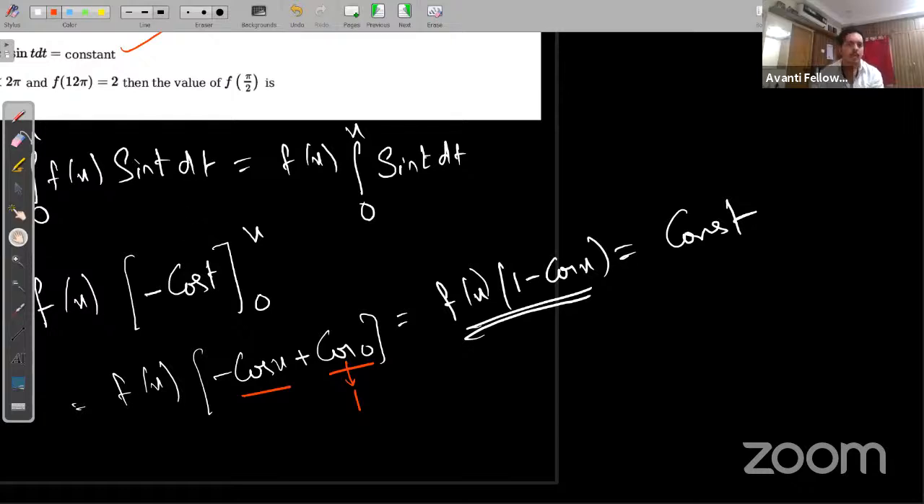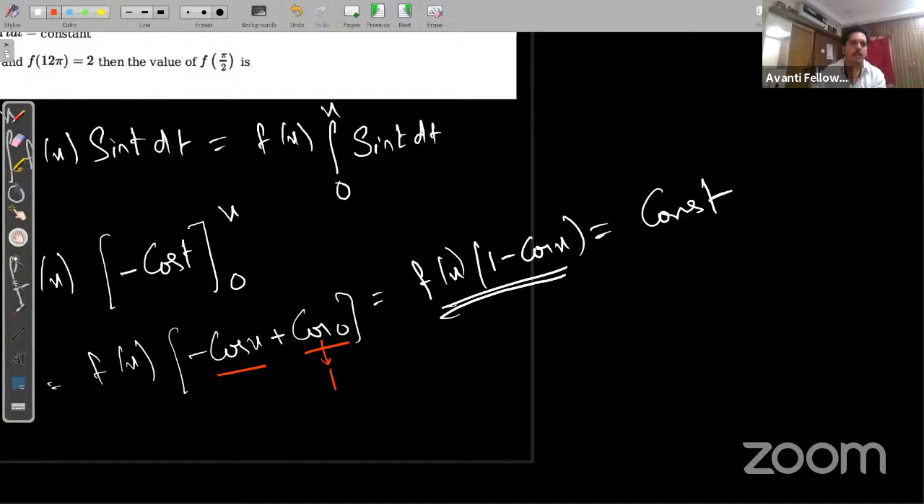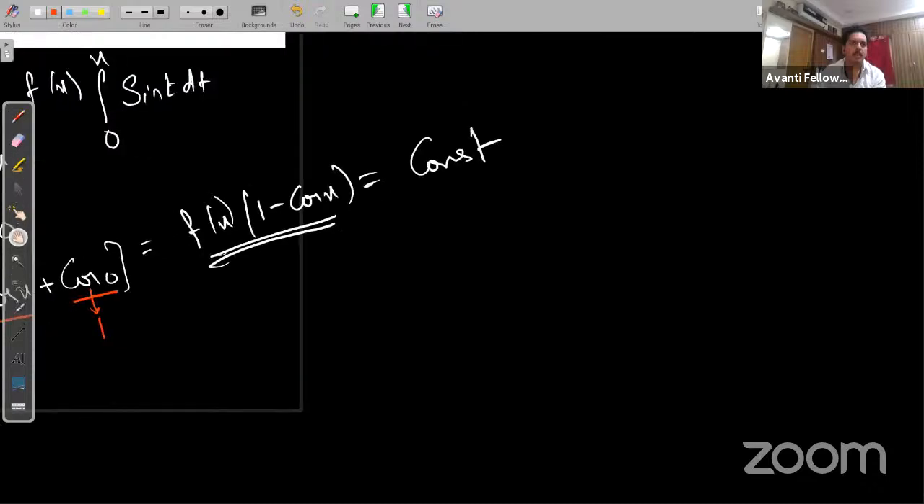Okay. So now please look at here, everyone. So finally we got f of x is equal to 1 minus cos x is constant. Now try to differentiate this one, guys. How much are we getting?